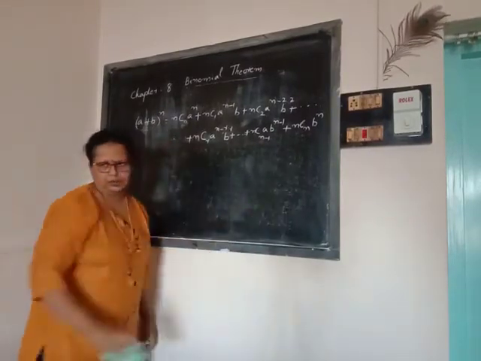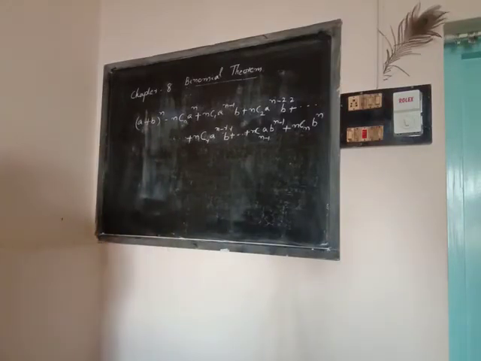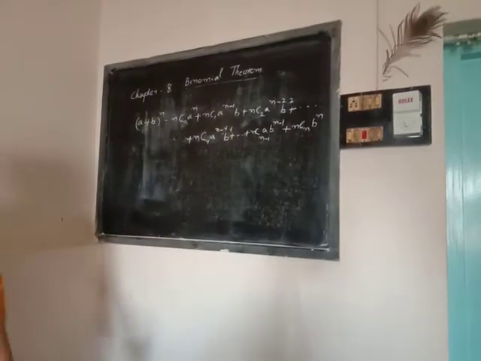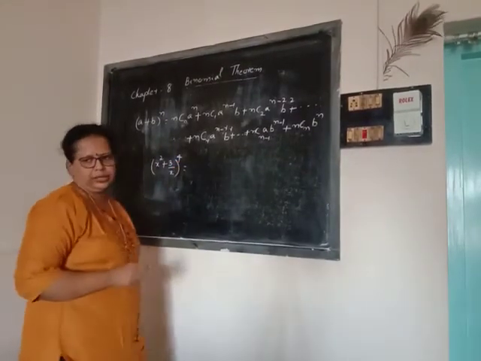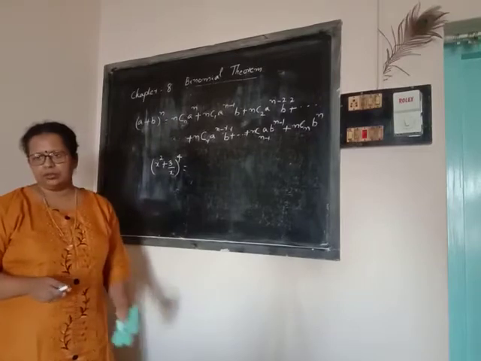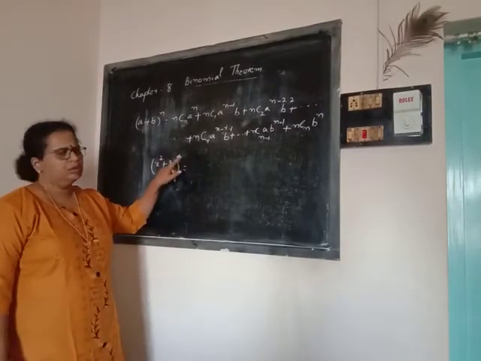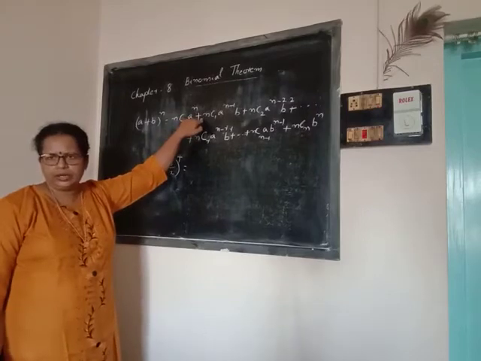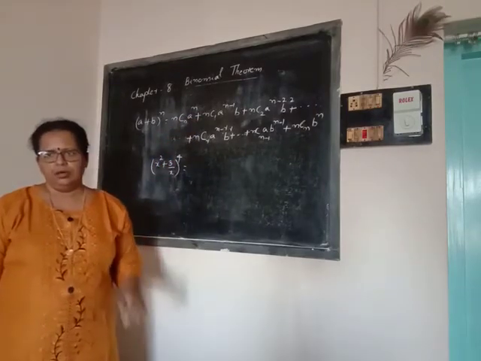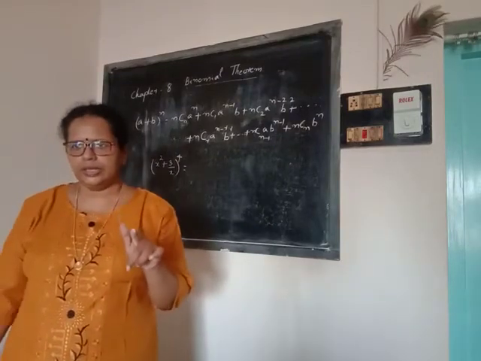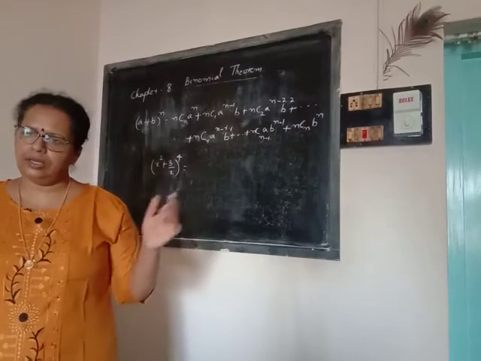Now let us do one problem. Write the question: x squared plus 3 by x, whole raised to 4. As it is raised to 4, there is no need of going to the generalized term. You can remember the coefficients of power 4: 1, 4, 6, 4, 1. So remembering this, you can do it.